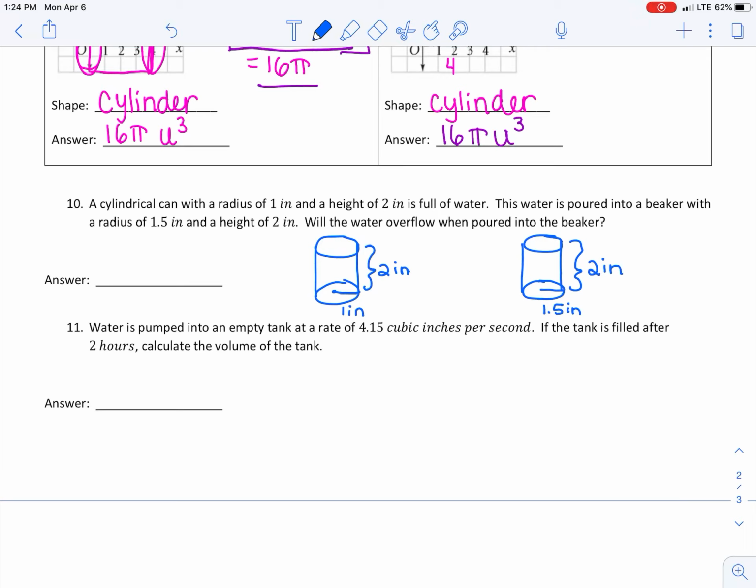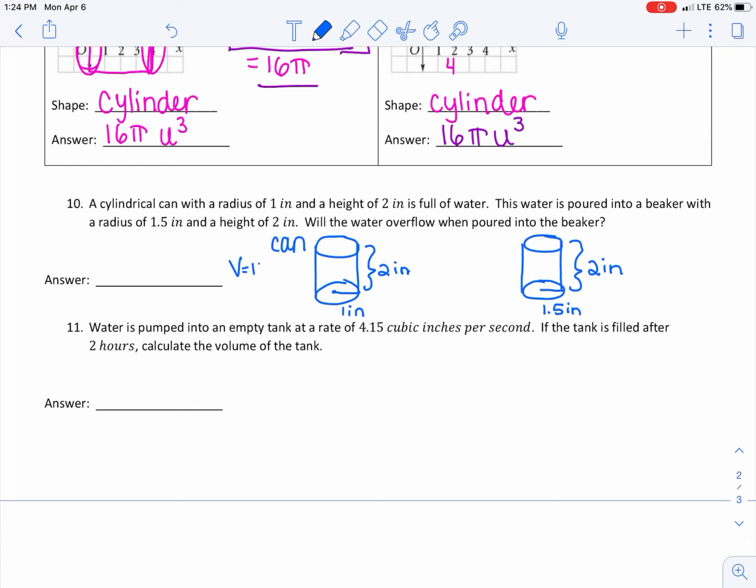So we need to figure out which one of these has a bigger volume. If the can has the bigger volume and we go to pour the water into a beaker, it's going to overflow that beaker. But if the can has a smaller volume than the beaker, that means that it's not going to fill up that beaker. So we need to figure out which is true. Okay, so let's go ahead and find the volume of the can.